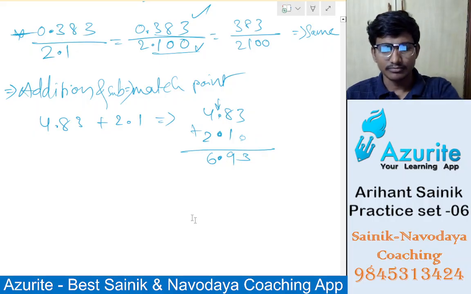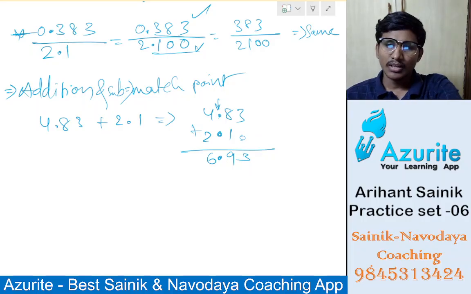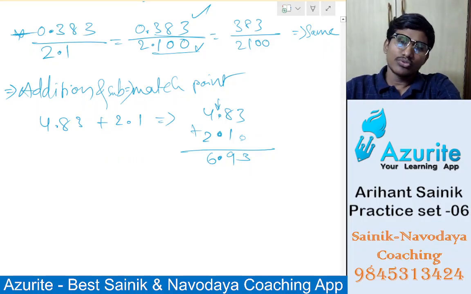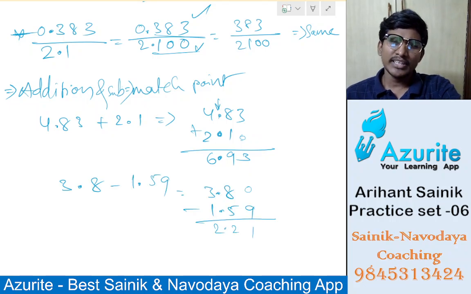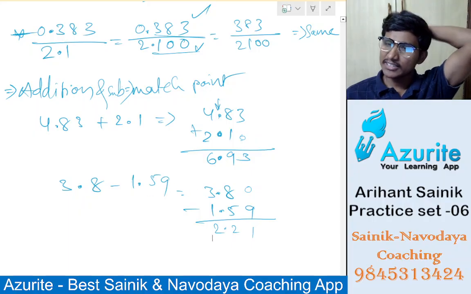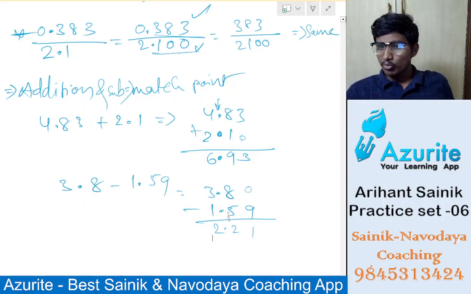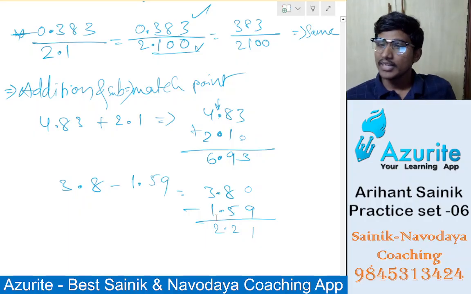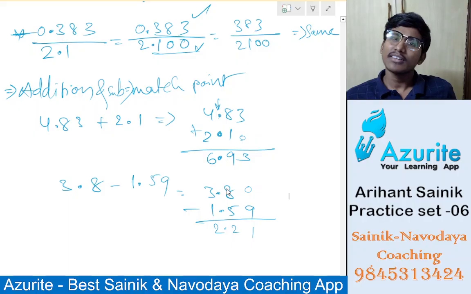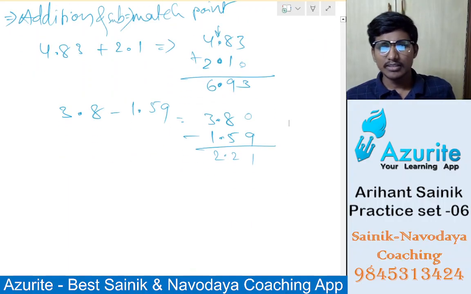Sir, if there is a subtraction? Okay. So if you subtract like this, 3.8, you match the point, 1.59. After that you write it. Nothing means you take it as 0. So 0 minus 9 is 1. And then here I have already taken 7 minus 5 is 2, then 3 minus 1 is 2. Understood? That's how we have to do. Addition and subtraction is done.